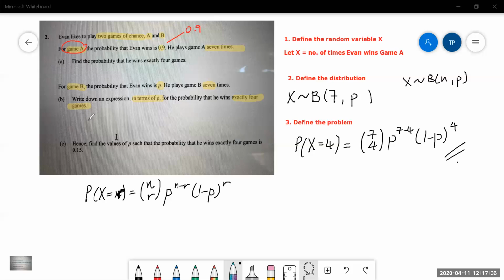Then I say hence, find the values of p. They say values, so obviously there's more than 1. The probability that he wins exactly 4 games is 0.15. So right now we can substitute the value in. So 0.15 is equal to 7 choose 4, p to the power of 4, 1 minus p to the power of 3. Is this a GDC question or non-GDC question?